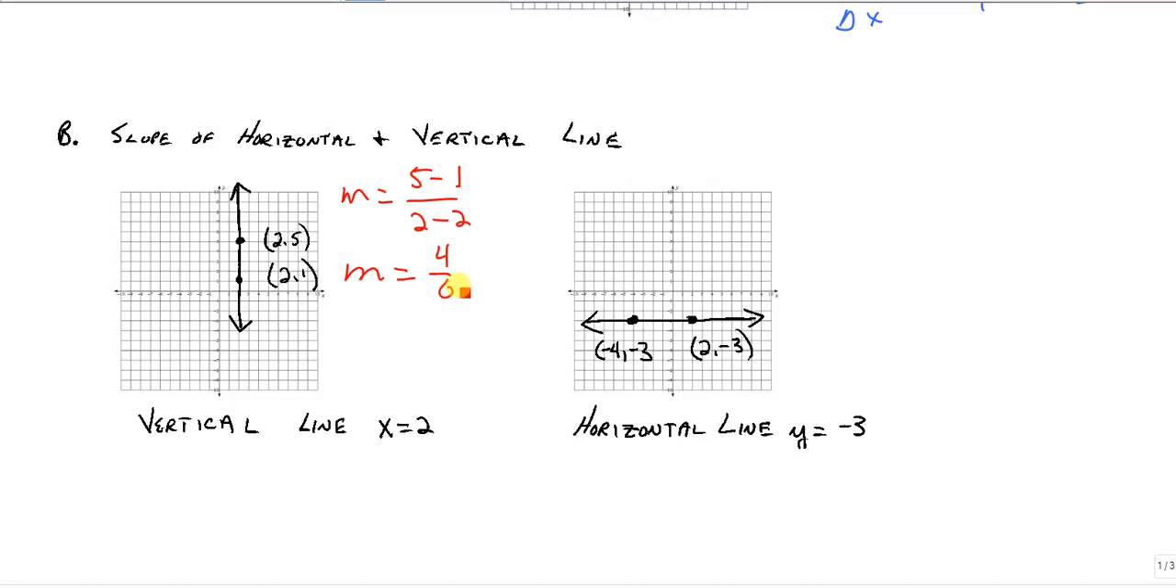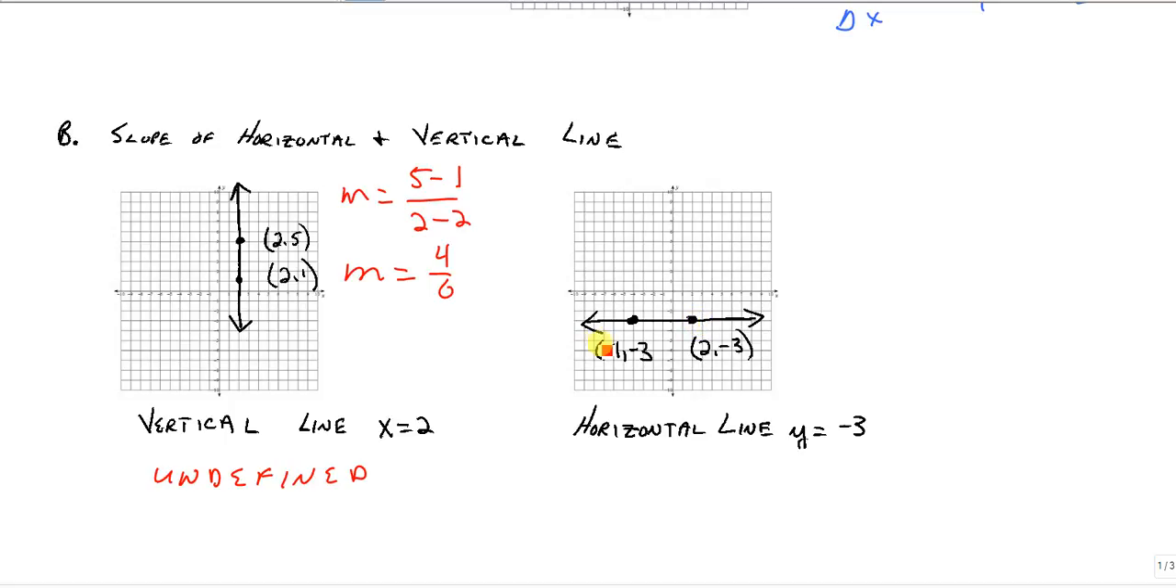Wait a second, I'm dividing by 0. You can't divide by 0. This is not a zero slope. This is called undefined slope because you cannot divide by 0. So this is a very important concept. A vertical line where the x values are the same will have an undefined slope.